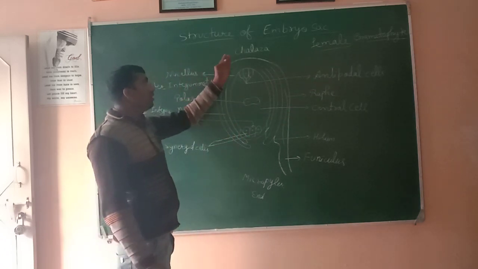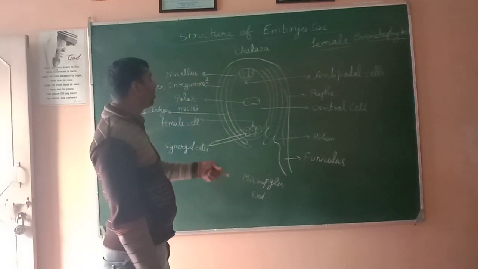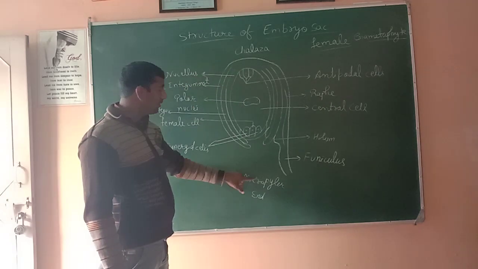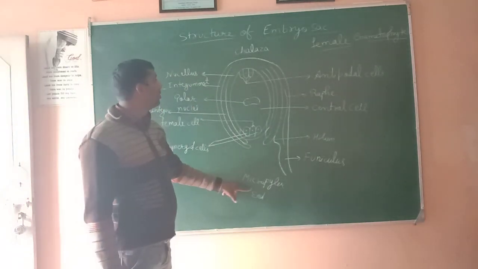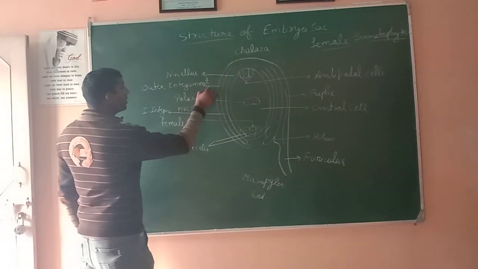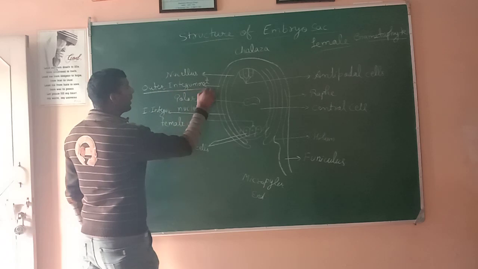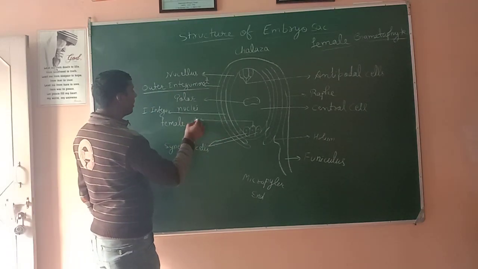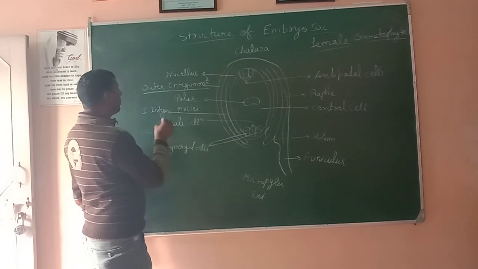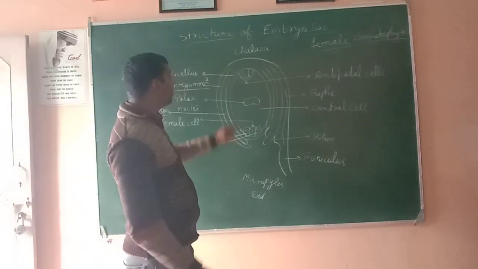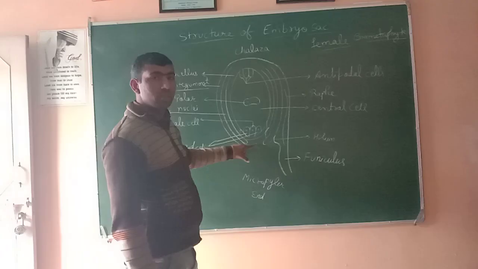In the embryo sac we have two poles, the chalazal end and the micropylar end, and we have different parts. The outer layer of the ovule is known as the outer integuments, and the inner layer of the ovule is the inner integuments, right? We have different types of cells in this ovule.